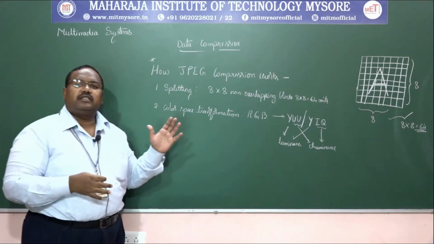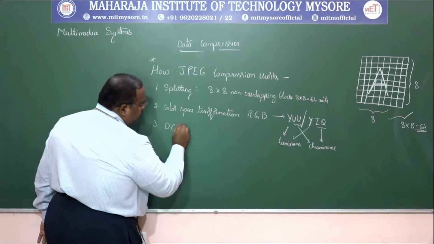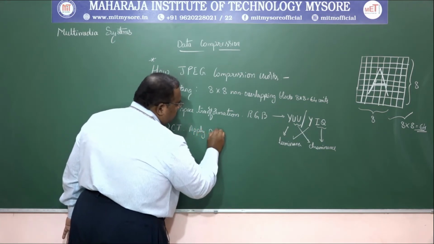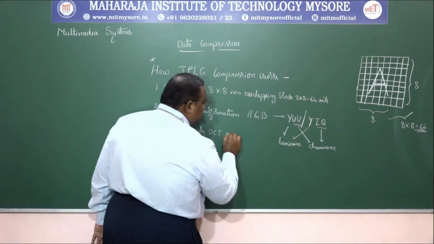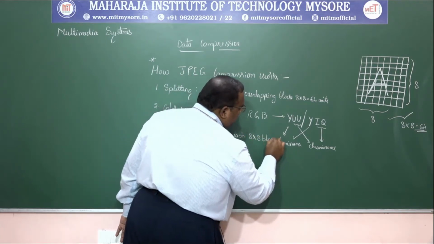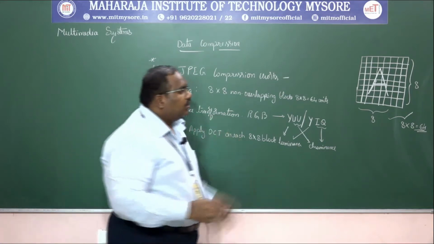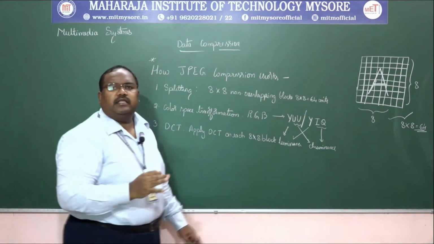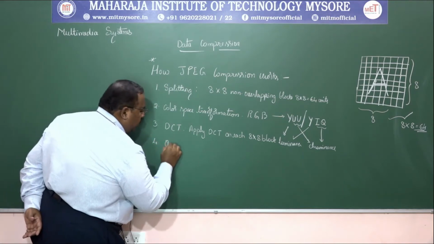So now two steps are finished. Now what is the third step? The third step is DCT. Here we apply the DCT transformation on each of the 8x8 blocks. Means we apply the discrete cosine transformation to each of the blocks. To every block we apply this transformation. So what do we do after that? After that we go with quantization.